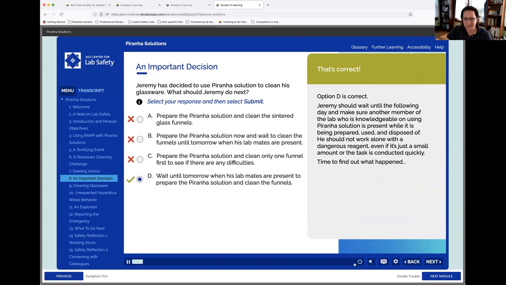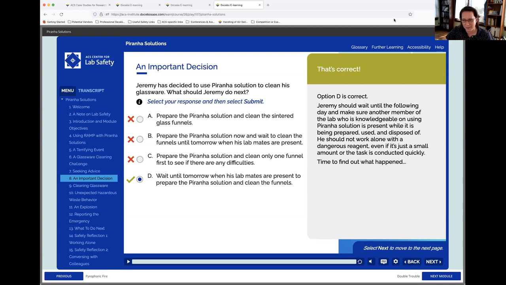Once they've selected an answer, they will get substantive feedback regarding the different options that were here. In this case, I selected the correct answer, so it gave it to me right away. If I select the incorrect answer, it'll give me one more opportunity to go back and select an answer before it gives me that feedback.